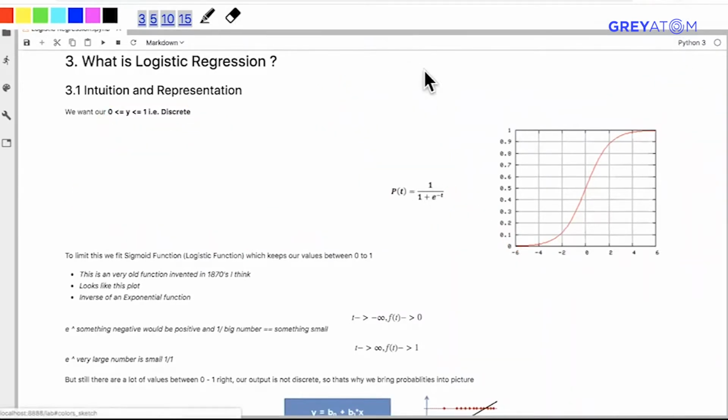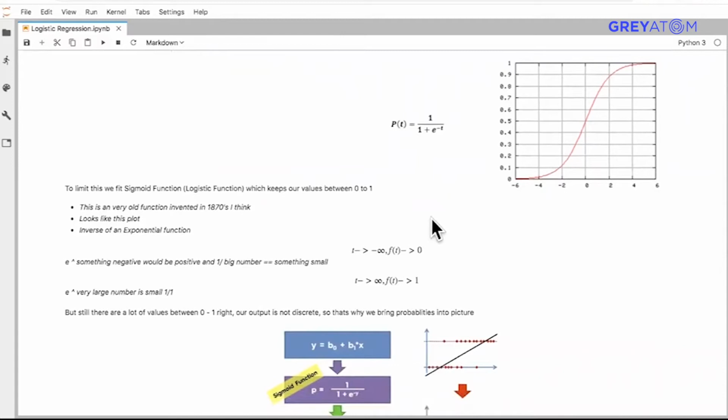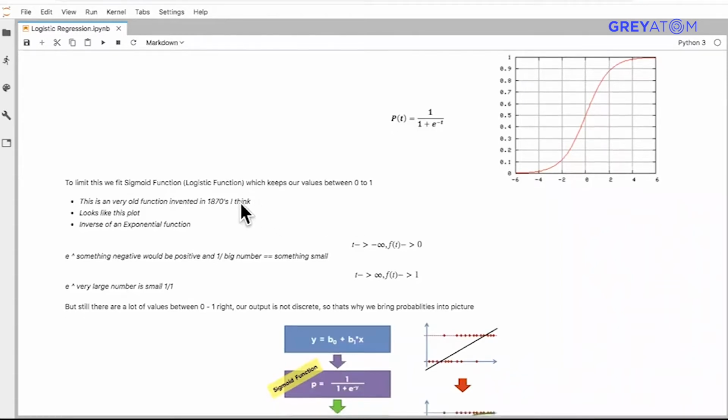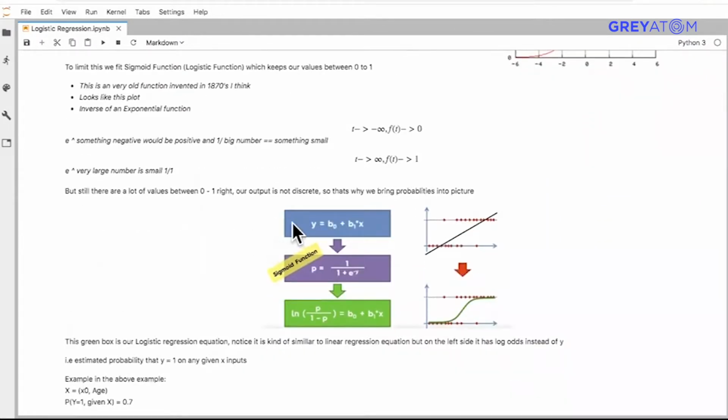Let me just clear this. So guys, this is not something very new. Everyone is talking about machine learning coming into the picture, but this is a very old problem and old function. It actually came out in the 1860s or 70s, I think. So what exactly do we do? We had this linear model equation here, right?